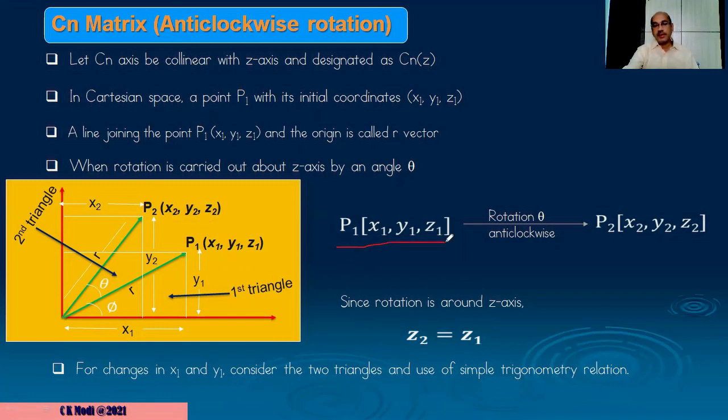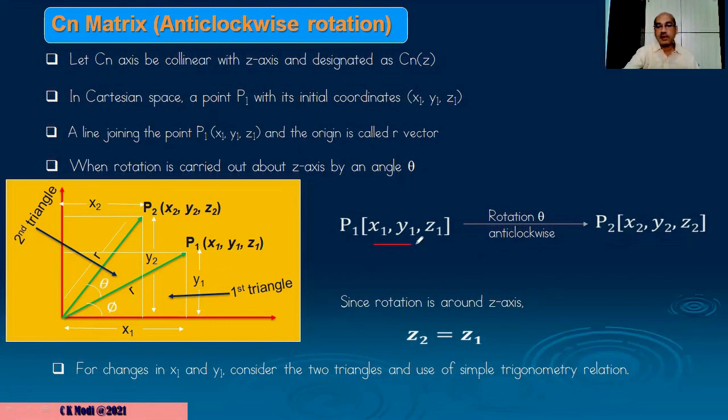So look at this. The point P1 with its initial coordinates x1, y1, z1, after performing rotation by theta degrees in an anti-clockwise manner, gives the new point P2 with its final coordinates x2, y2, and z2. Since the rotation is performed around the Z axis, the coordinate z2 is equal to z1, because we have performed the operation on the Z axis.